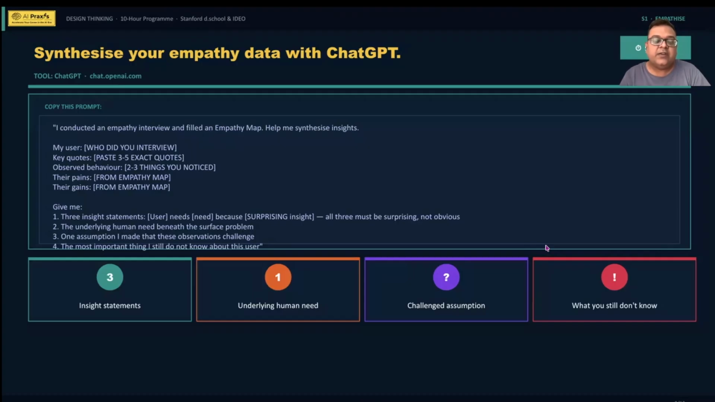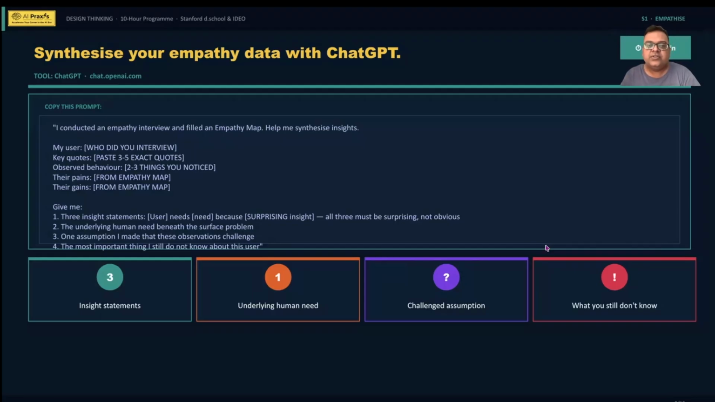So you have now completed your interview. You've filled the empathy map. You have quotes, observations, pains, everything. Now comes one of the most exciting parts of the design thinking process: finding patterns, because collecting information is only the beginning. The real value comes from understanding what all those observations really mean. And this is where AI becomes an incredibly powerful thinking partner.